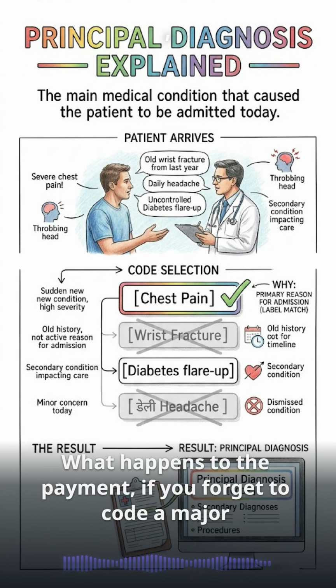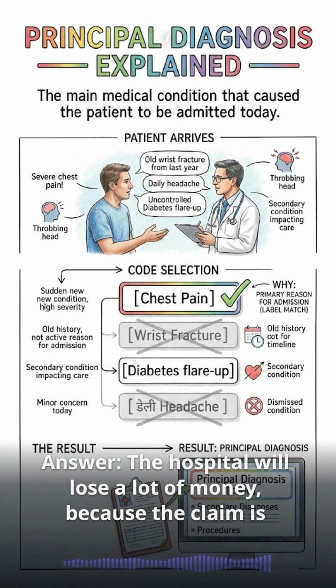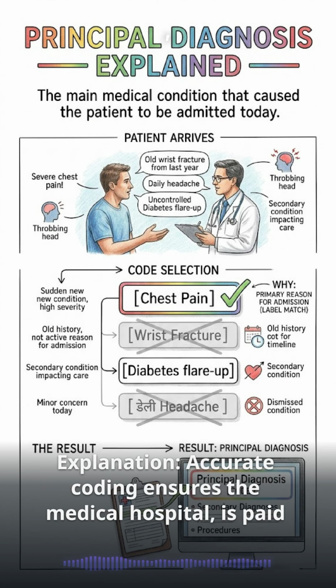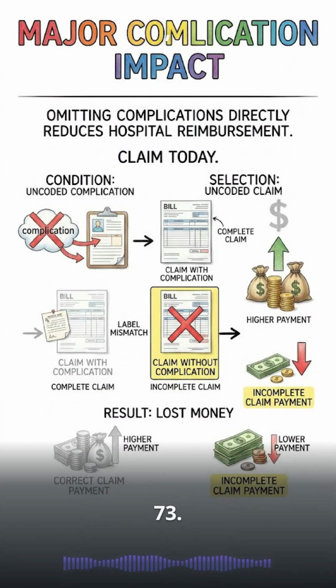72. What happens to the payment if you forget to code a major complication disease? The hospital will lose a lot of money because the claim is incomplete. Accurate coding ensures the hospital is paid for all the nursing care provided.